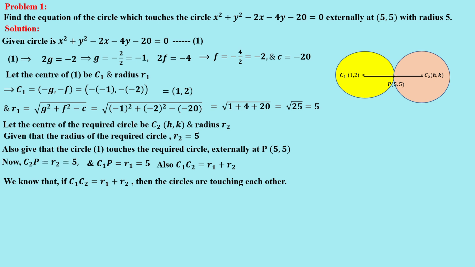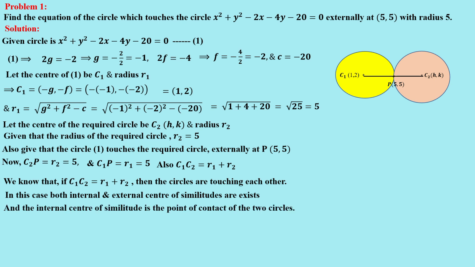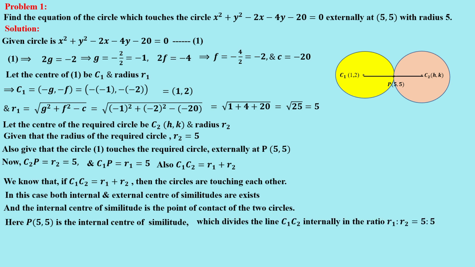So we know that if c1 c2 is equal to r1 plus r2, then the circles are touching each other. In this case both the internal and external centers of similitude exist, and the internal center of similitude is the point of contact of the two circles. So here P, 5 comma 5, is the internal center of similitude. That is the point of contact which divides the line c1 c2 internally in the ratio r1 is to r2, that is 5 is to 5.